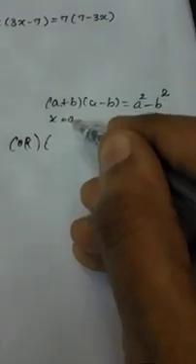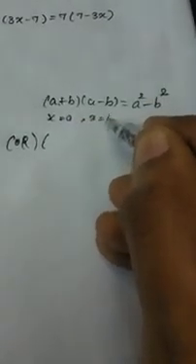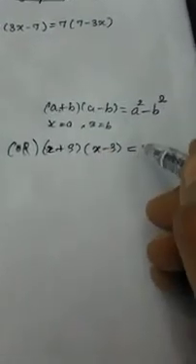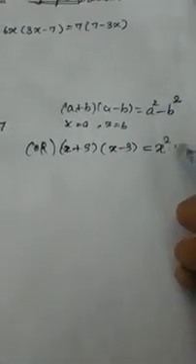Okay, so just apply this identity here. If you apply it here, x is equal to a and 3 is equal to b. Apply here, (x plus 3)(x minus 3) is equal to a square minus b square. So a is nothing but your x and b is nothing but your 3, that is 3 square.